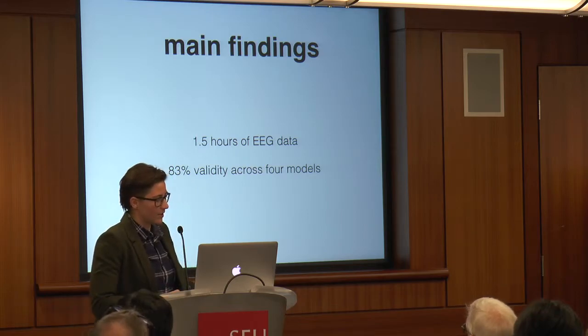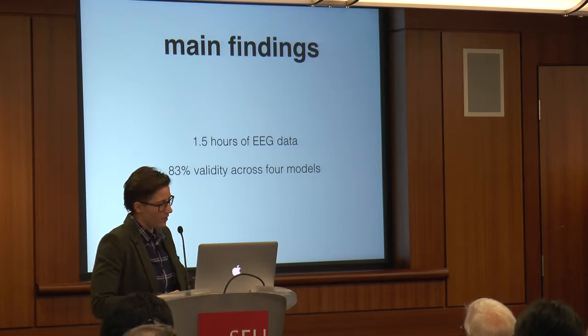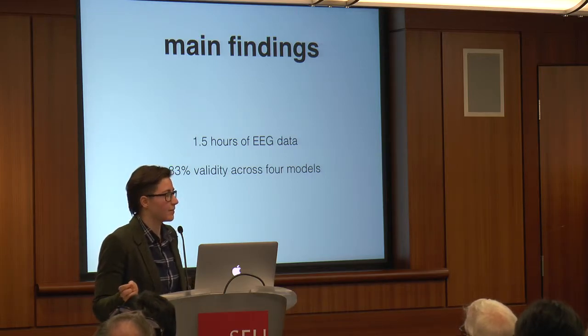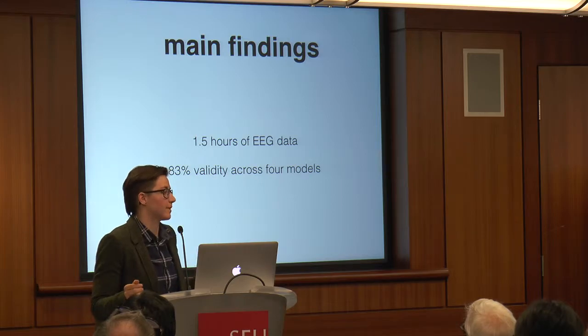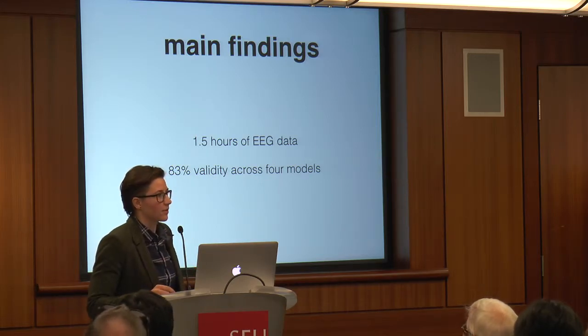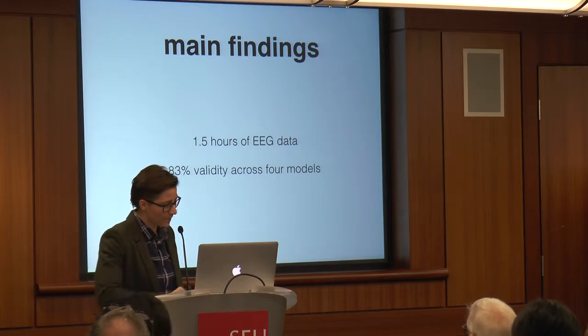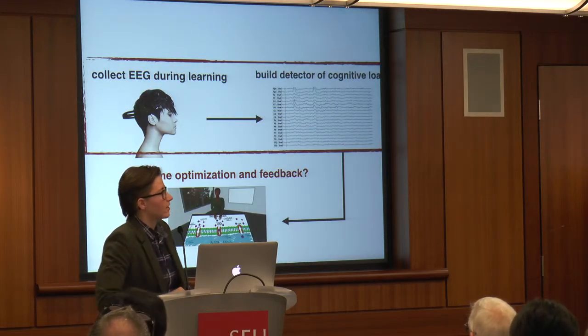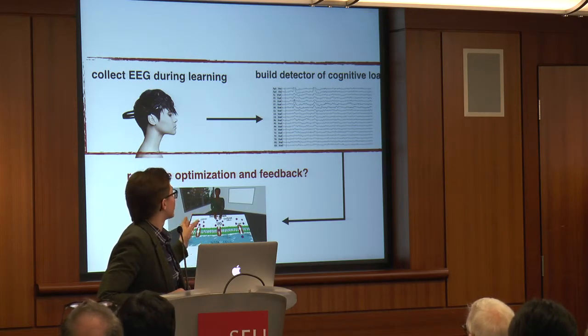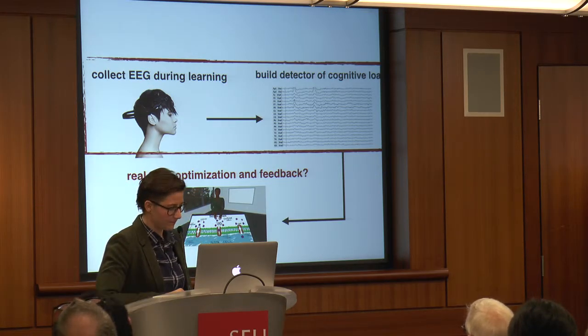As a summary of what I have just been going over, we had 1.5 hours of EEG data from high school students, and they were using a cap that allowed them to move freely, and that was originally made for adults. So we think that the 83% validity across the 4 models is pretty encouraging. And this is one of the first studies to try, in a real learning environment, to build a detector of cognitive load and test it.